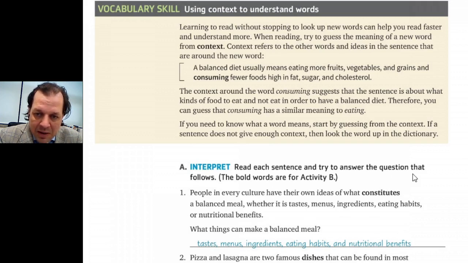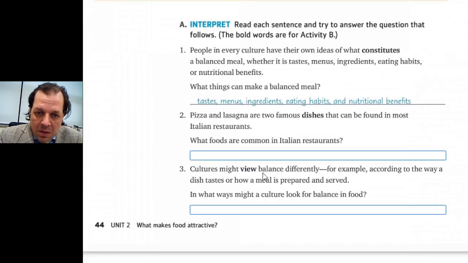Read each sentence and try to answer the question that follows. People in every culture have their own ideas of what constitutes a balanced meal, whether it is tastes, menus, ingredients, eating habits, or nutritional benefits. What things can make a balanced meal? Boom, they just told us. Pizza and lasagna are 2 famous dishes that can be found in most Italian restaurants. So what foods are common? Alright, and it goes on.